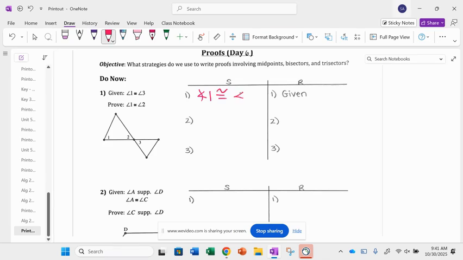is congruent to angle 3. And then I'm going to go ahead and mark the diagram. And what's the last? What's going on?